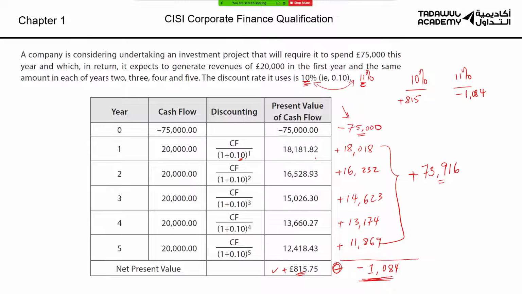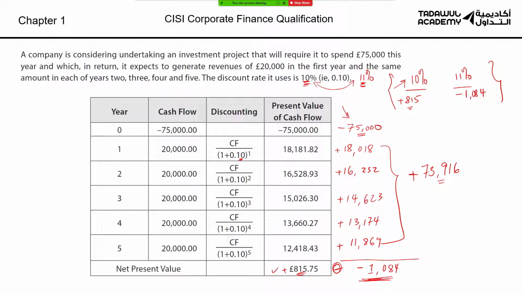But if you use the financial calculator, it will just give it to you instantly. It will also give you the internal rate of return instantly. You'll have to watch videos on YouTube on how to use the net present value and the internal rate of return on your calculator.